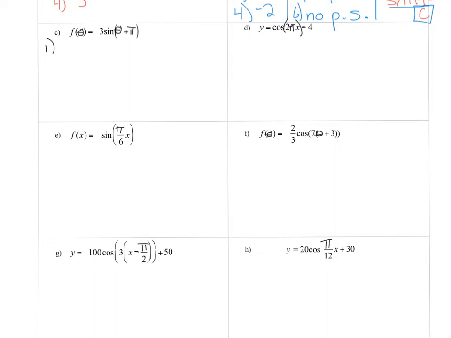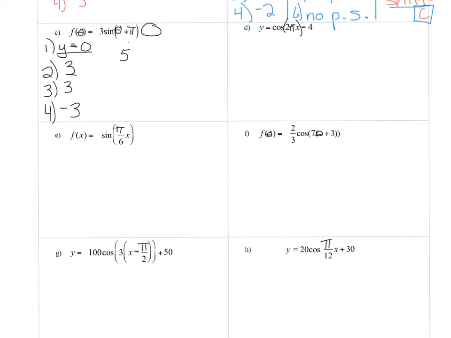First, this one has a normal midline right at 0. There's nothing added at the end. The amplitude is 3. Since the midline is 0, that means the max is just going to go up to 3 and down to negative 3.